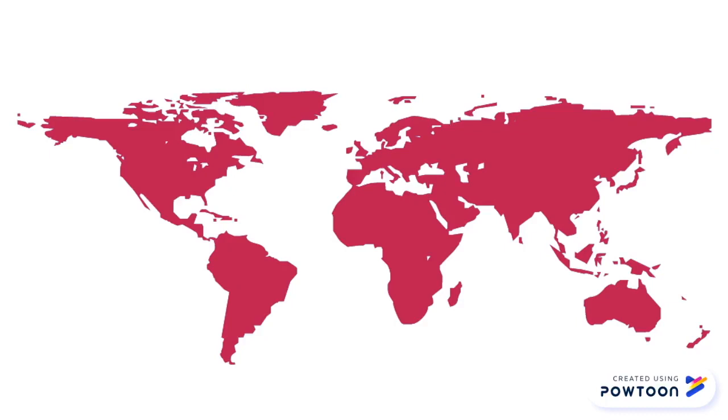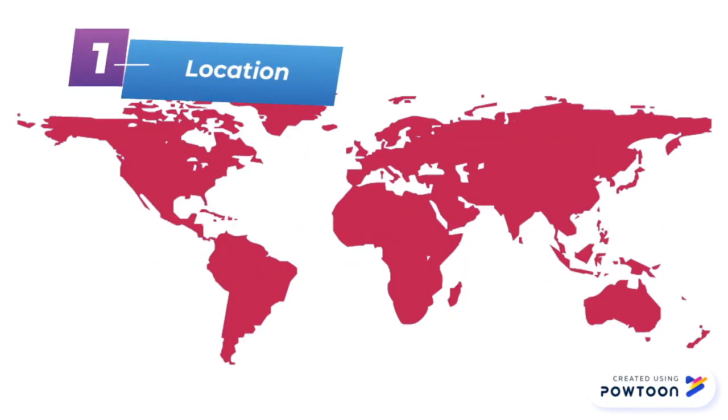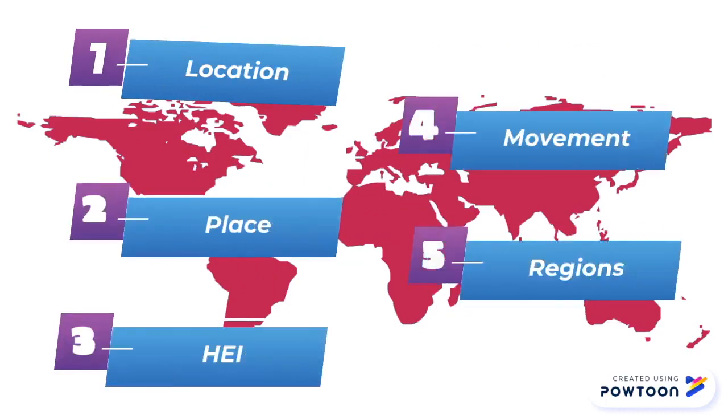Our first tutorial is on the 5 themes of geography. The 5 themes of geography include location, place, human-environment interaction, movement, and region.